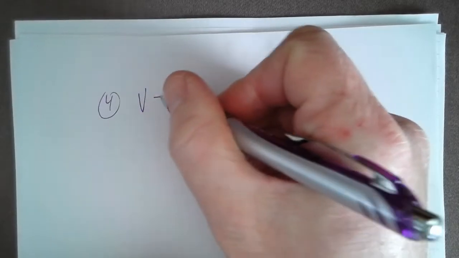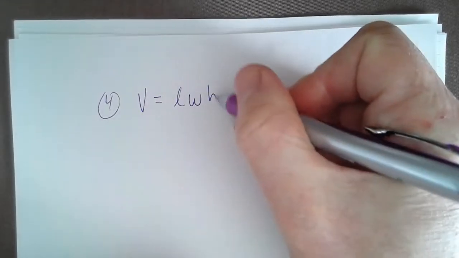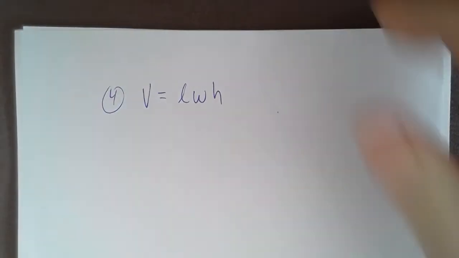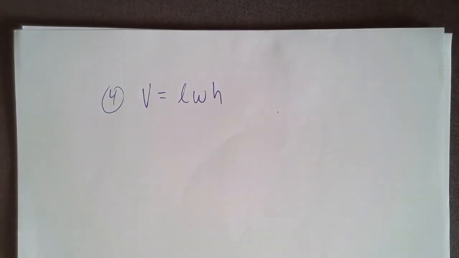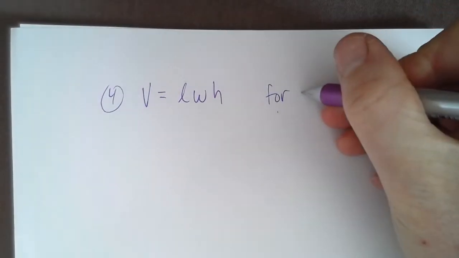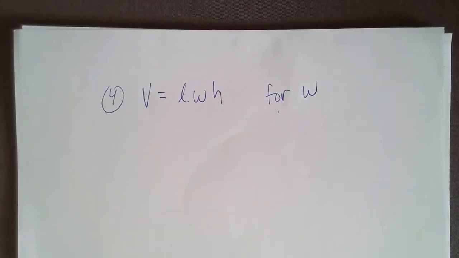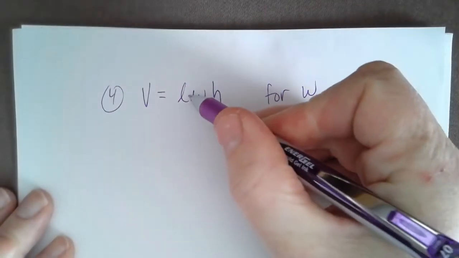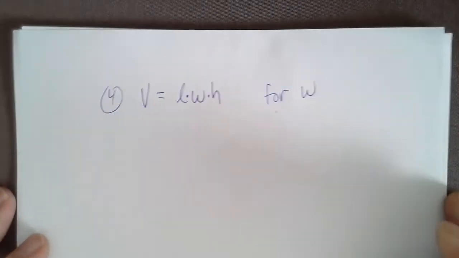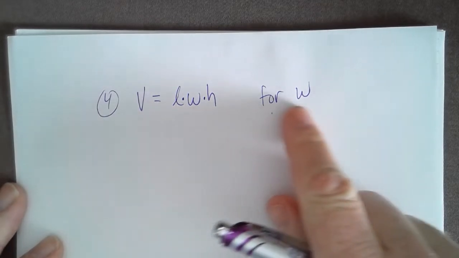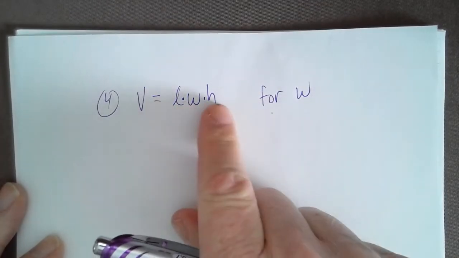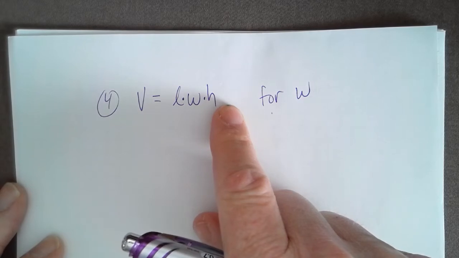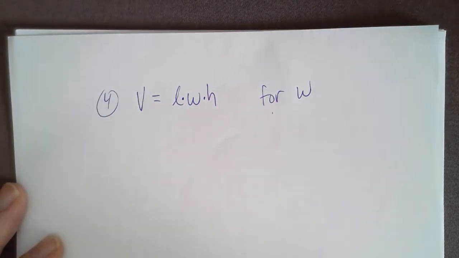Okay, the next one is number 4. Volume is equal to length times width times height. We're going to solve for w. Notice there's multiplication in between each one of those. It's length times width times height. We're going to solve for w, which means we've got to divide the two outside things away from the w. So give that a try.